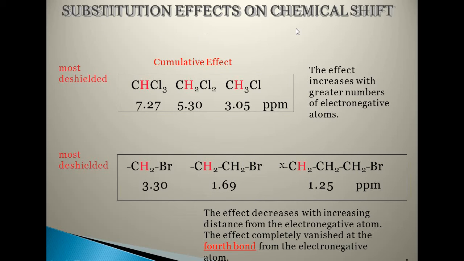Next is the substitution effect on chemical shift. Here we first have CHCl3. Chlorine is a highly electronegative group. If we replace one chlorine with a hydrogen, it becomes CH2Cl2. Then again we remove one chlorine, and it is CH3Cl. So here there is more chlorine, here somewhat less, and here very little chlorine. Now we can observe the delta values.